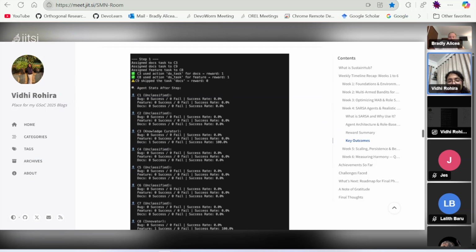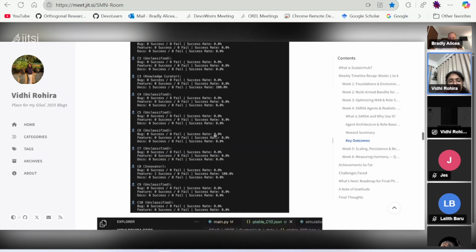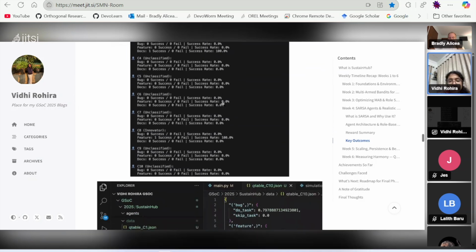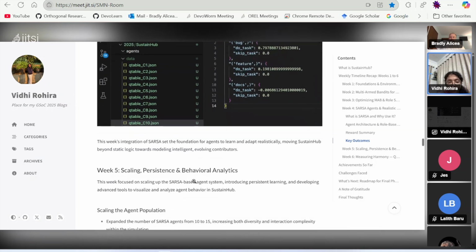I attached a screenshot of the outputs, showing the agents, whether they are classified or unclassified, and if they are classified, what kind of agents they are, which tasks they do, and what success rate they have. So the same thing that I've been showing in the meets, and how the Q values are being stored.